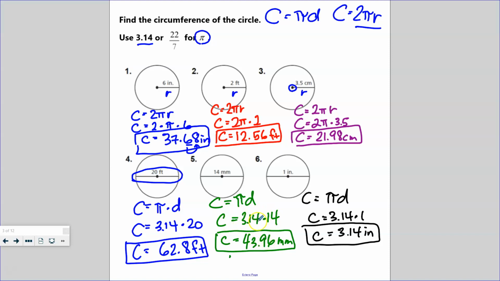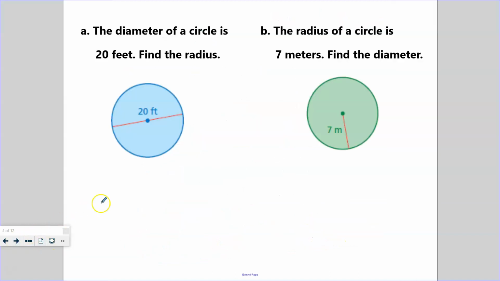So you can look right there and see that circumference of number 5 would be 43.96 millimeters once you worked out the math. Again, feel free to use a calculator. And then circumference equals 3.14 times 1, right? Diameter is 1 inch, small circle. And you get the circumference is 3.14 inches. All right, a couple for you to try on your own. Go ahead and push pause.